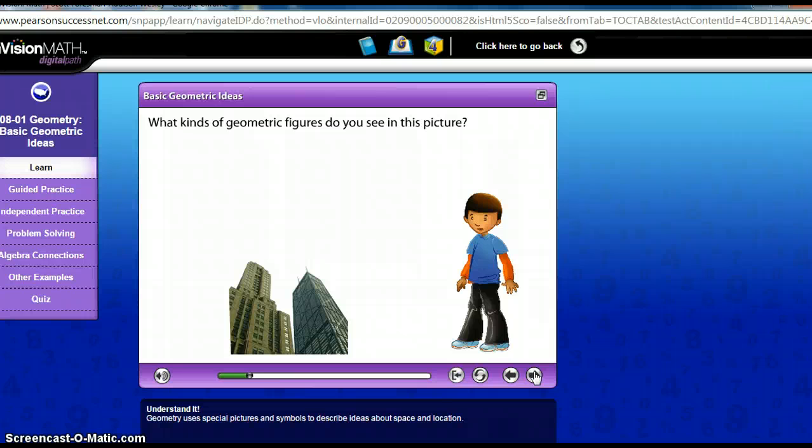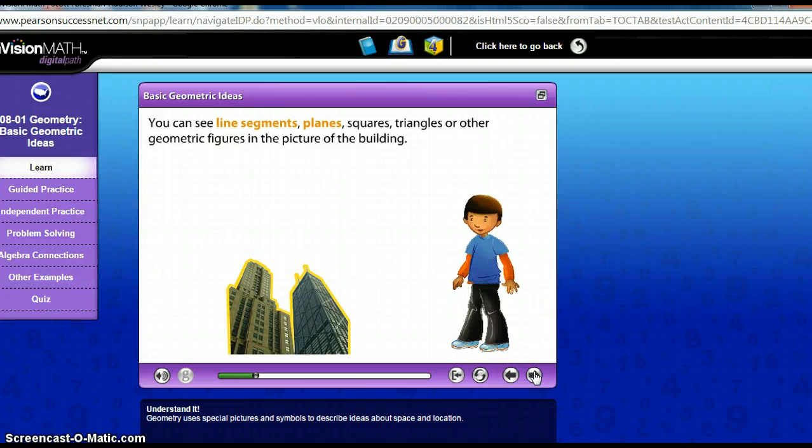Wyatt? Rectangles. Rectangles, rectangular prisms maybe? You can see line segments, planes, squares, triangles, or other geometric figures in the picture of the building.